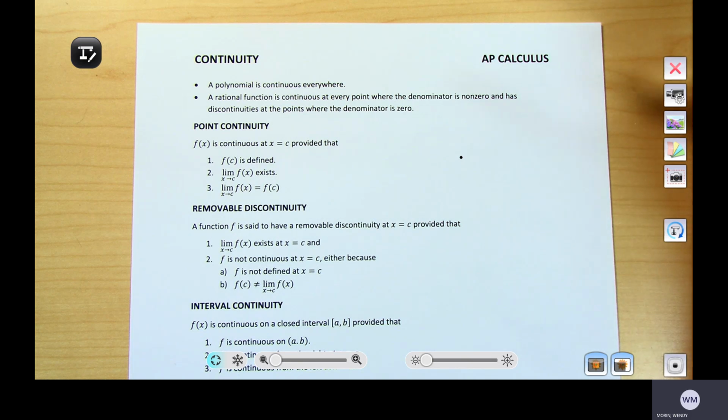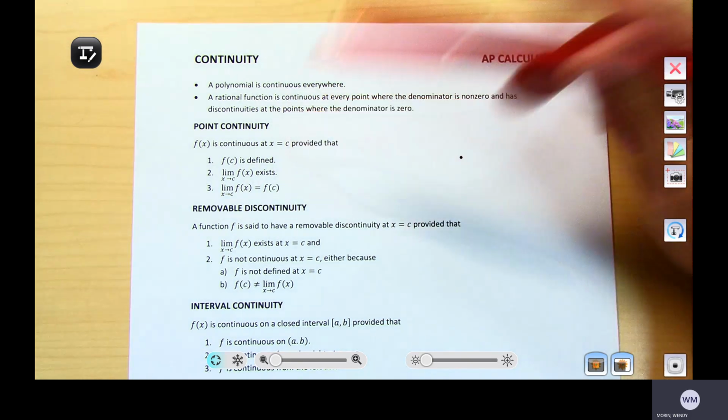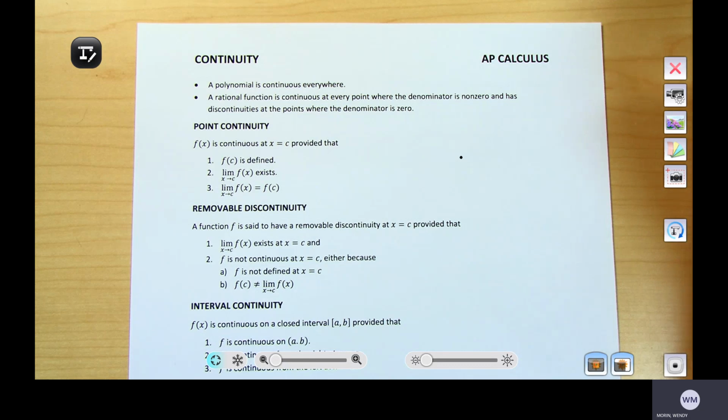So let's talk about point continuity. It says f of x is continuous at x equals c, some x value, provided that all three of the following are true. The first thing is the function has to be defined. So at a hole, the function is not defined. At a vertical asymptote, the function is not defined. Then the limit would also have to exist.